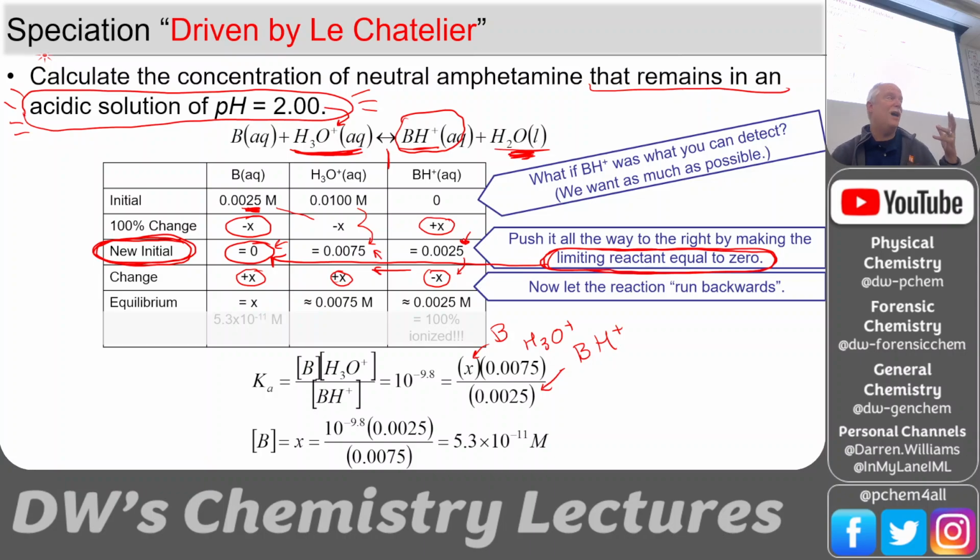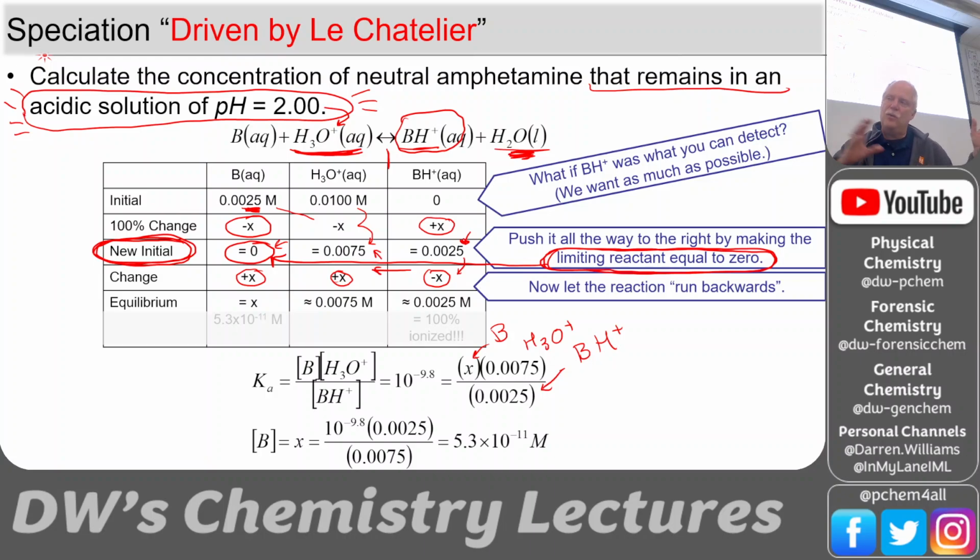5.3 times 10 to the minus 11. That is so small. That's less than 1 in a billion. Okay? It's like 10 in a trillion. So there's very little B there. Why? Because we drove it to the right by adding acid. We added acid, and all of the amphetamine went to BH plus. The only amount of amphetamine left over is 10 to the minus 11. It's insignificant, almost, well, it's not detectable.